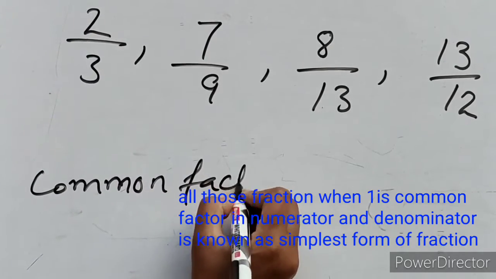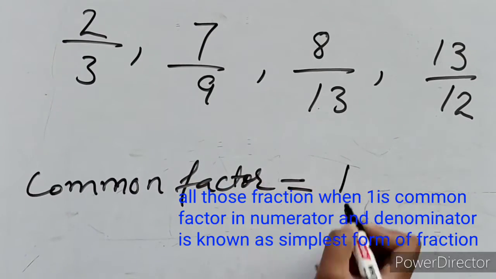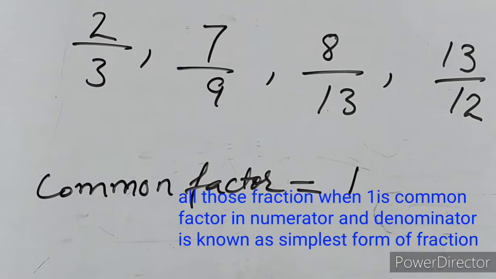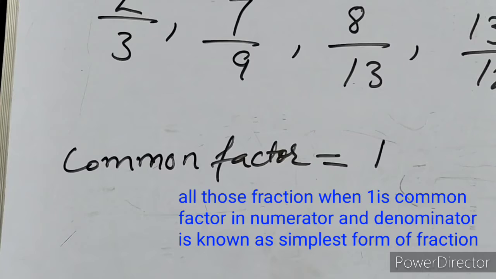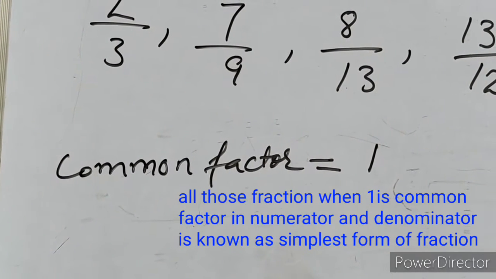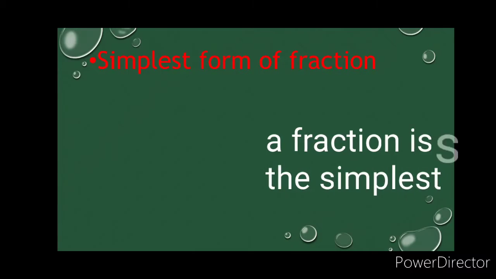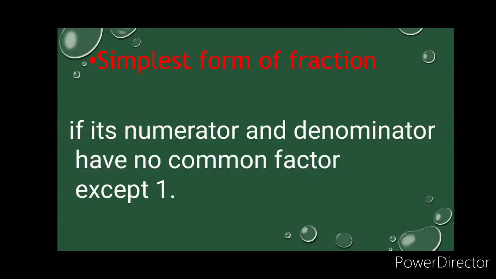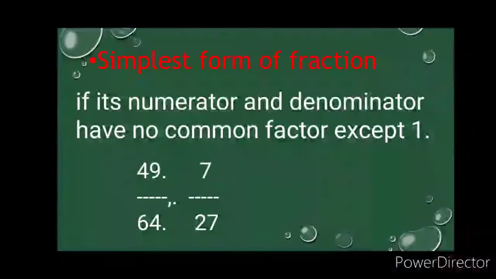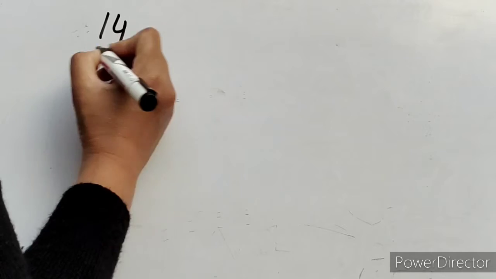All those fractions where 1 is the common factor in numerator and denominator are known as the simplest form of a fraction. A fraction is said to be in the simplest form if its numerator and denominator have no common factor except 1. For example, 49 over 64, 7 over 27, in both fractions 1 is the only common factor.